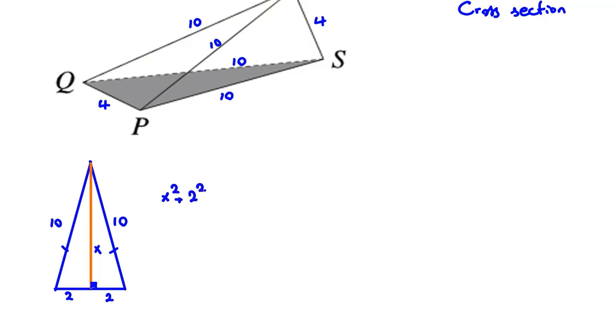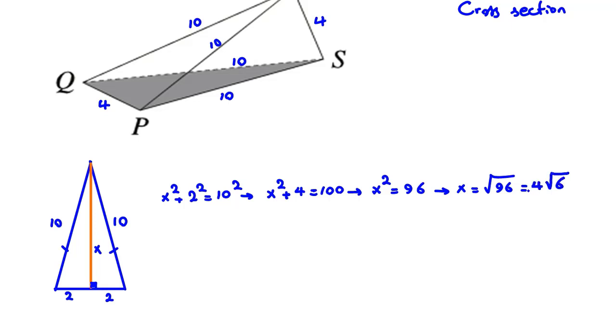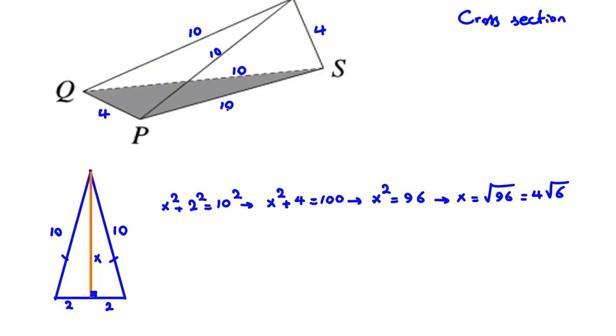X squared plus 2 squared equals 10 squared. So X squared plus 4 equals 100. So X squared equals, if you subtract 4 from both sides, 96. So X equals square root of 96. 96 is 16 times 6. So it will be 4 root 6. Okay. It is our altitude.